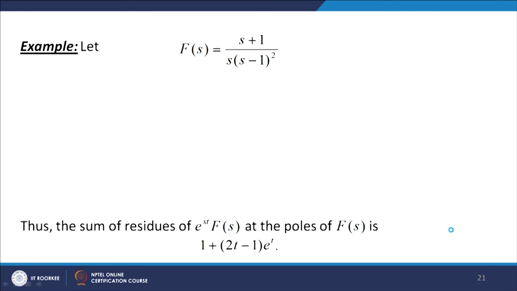Now, let us say for example, F(s) is equal to (s plus 1) over s times (s minus 1) whole squared. F(s) has poles at s is equal to 0, which is a simple pole, and s is equal to 1, a pole of order 2.